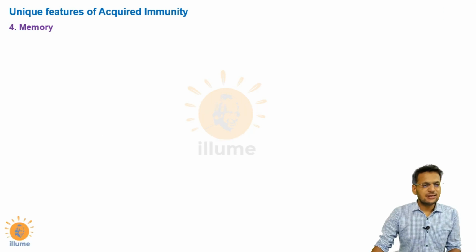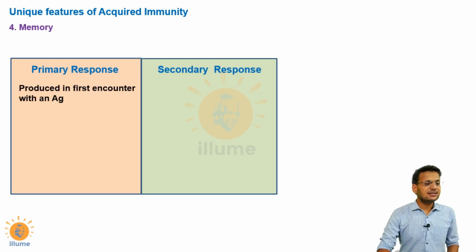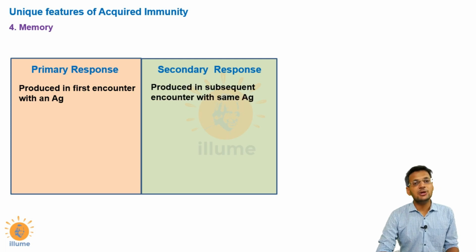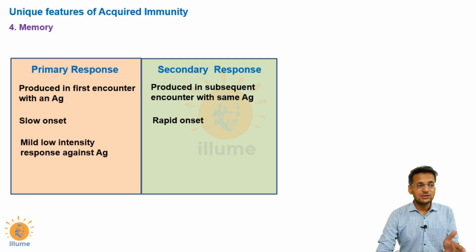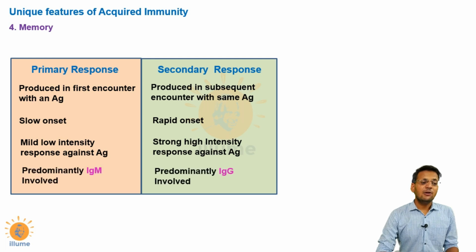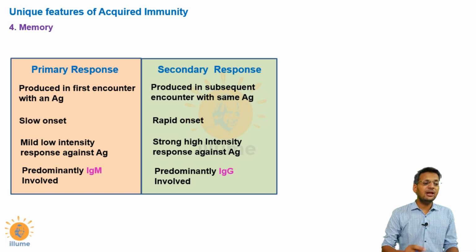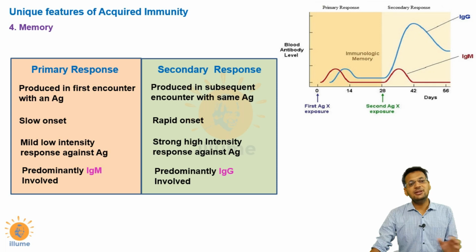So let's now discuss some differences between the primary immune response and the secondary immune response. The things we have already discussed: the primary response is always against the first encounter with an antigen. The secondary response is produced in subsequent encounters. The primary response has a slow onset, the secondary has a rapid onset. The primary has a mild, low intensity against the antigen, but the secondary response has a strong, high intensity response. Now the most important thing is the type of antibody playing the predominant role. In the primary immune response, IgM has the dominant role, but in the secondary response the main antibody responsible is IgG. I'll explain this by a simple graph.